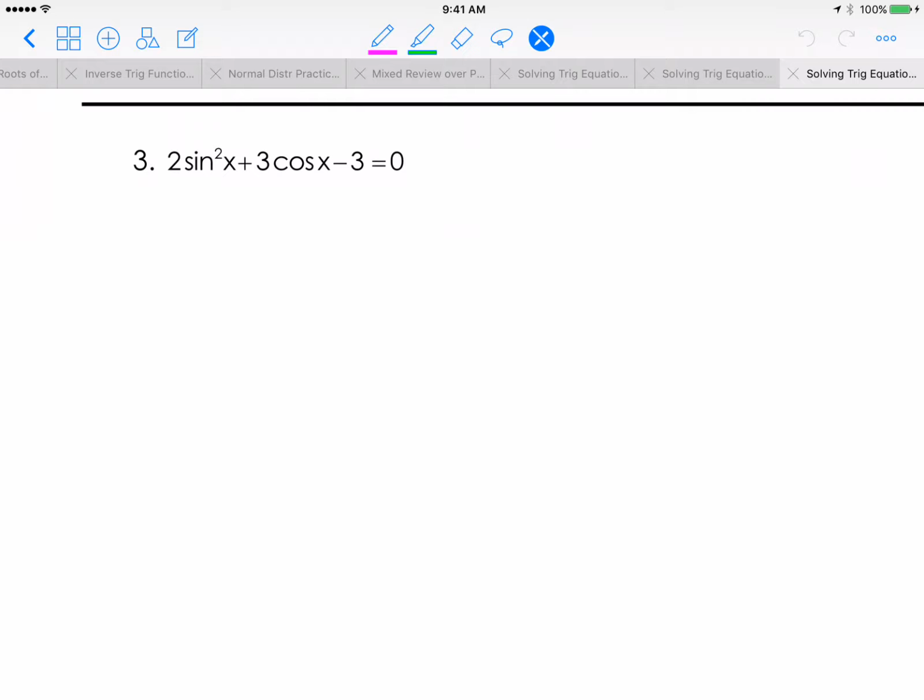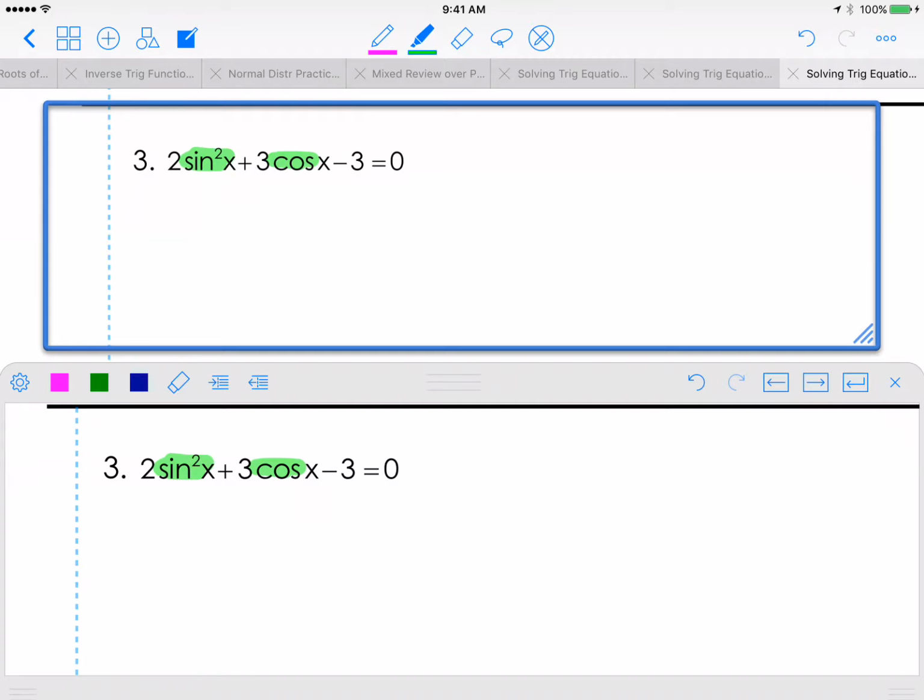2 sine x. I feel like all of these are kind of in sine so far, so I'm glad that we have a cosine thrown in here now. So we have 2 sine squared x plus 3 cosine x minus 3. So our problem right here is we have 2 trig functions, or 2 trigs. We've got the sine and we've got cosine. So now we have to think, how can we eliminate one or the other? So does anybody see a trig identity that we could use here?